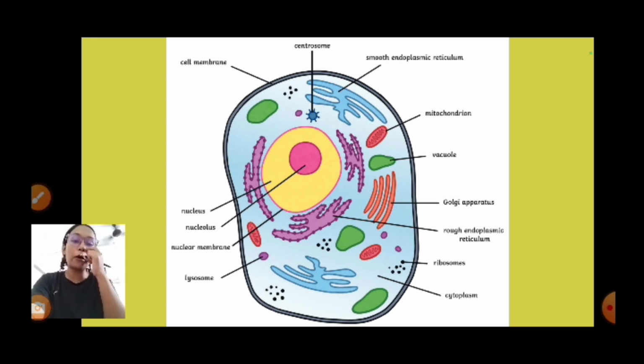Just remember, they do not have chloroplast, and they do not have cell wall. These two are present in the plant cell.